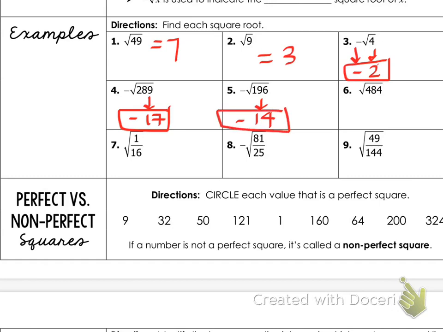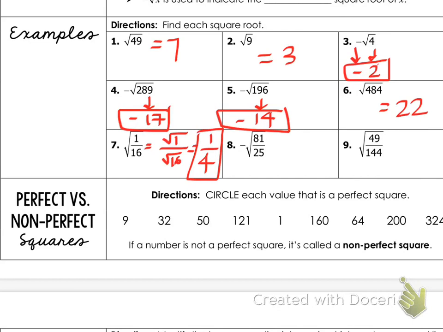All right, now the square root of 484. What number times itself gives us 484? 22. All right, and now we see here it appears to be a fraction, but don't be afraid. We can break this out, and we can actually look at it as the square root of 1 divided by the square root of 16. Square root of 1 is 1. Square root of 16 is 4. So the final answer is 1/4.